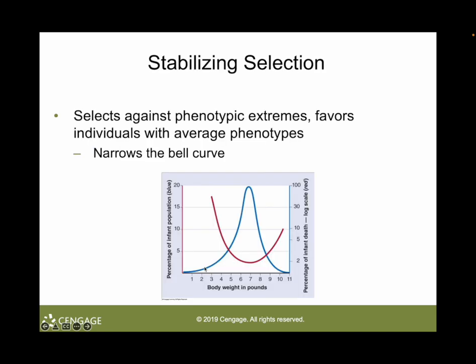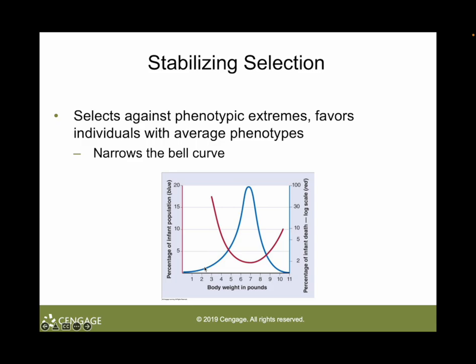There's an example of this in your text. The blue curve shows the distribution of birth weights in a sample of 13,730 infant births. The red curve shows mortality, or death, at each birth weight. Infants with very low or very high birth weights have higher death rates than infants of average weight. The optimum birth weight, that is, the one with the lowest mortality, is close to the average birth weight, which is about 7 pounds. So stabilizing selection tends to decrease variation by favoring individuals near the mean of the normal distribution at the expense of those at either extreme. The bell curve, in this case, narrows.